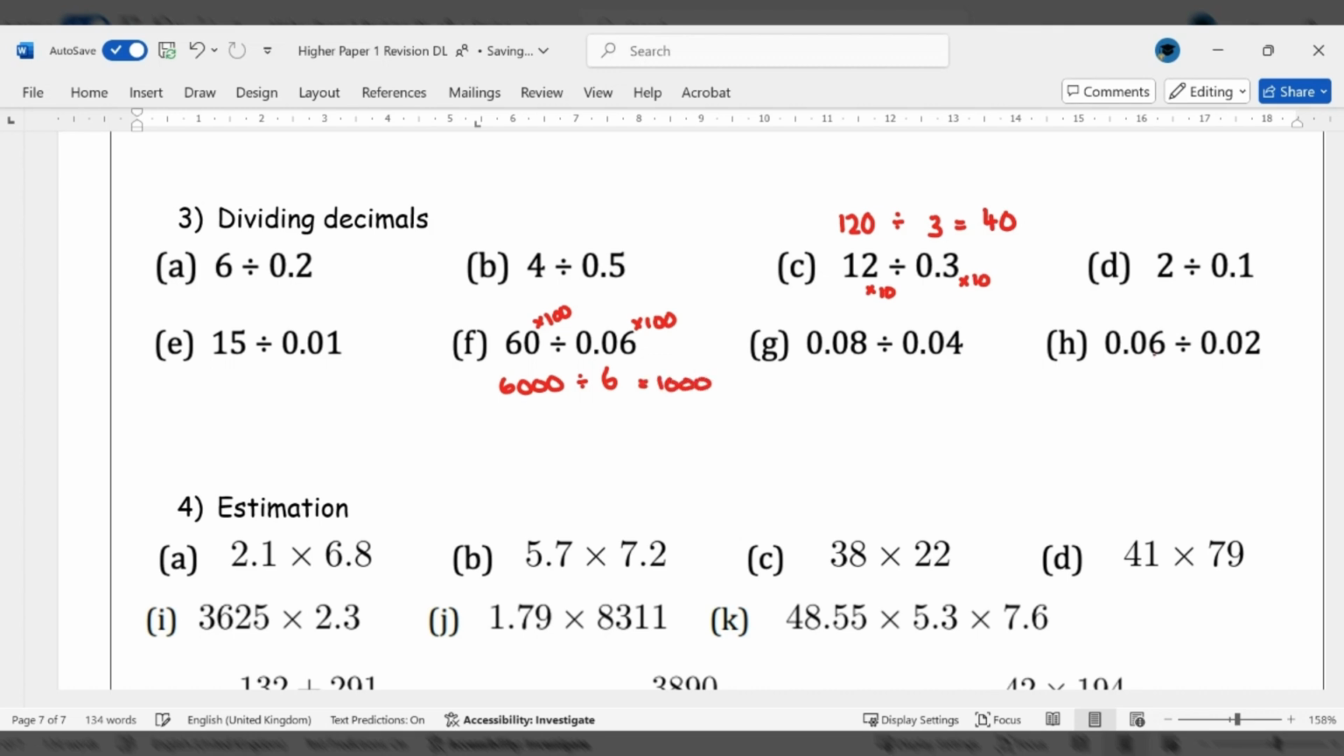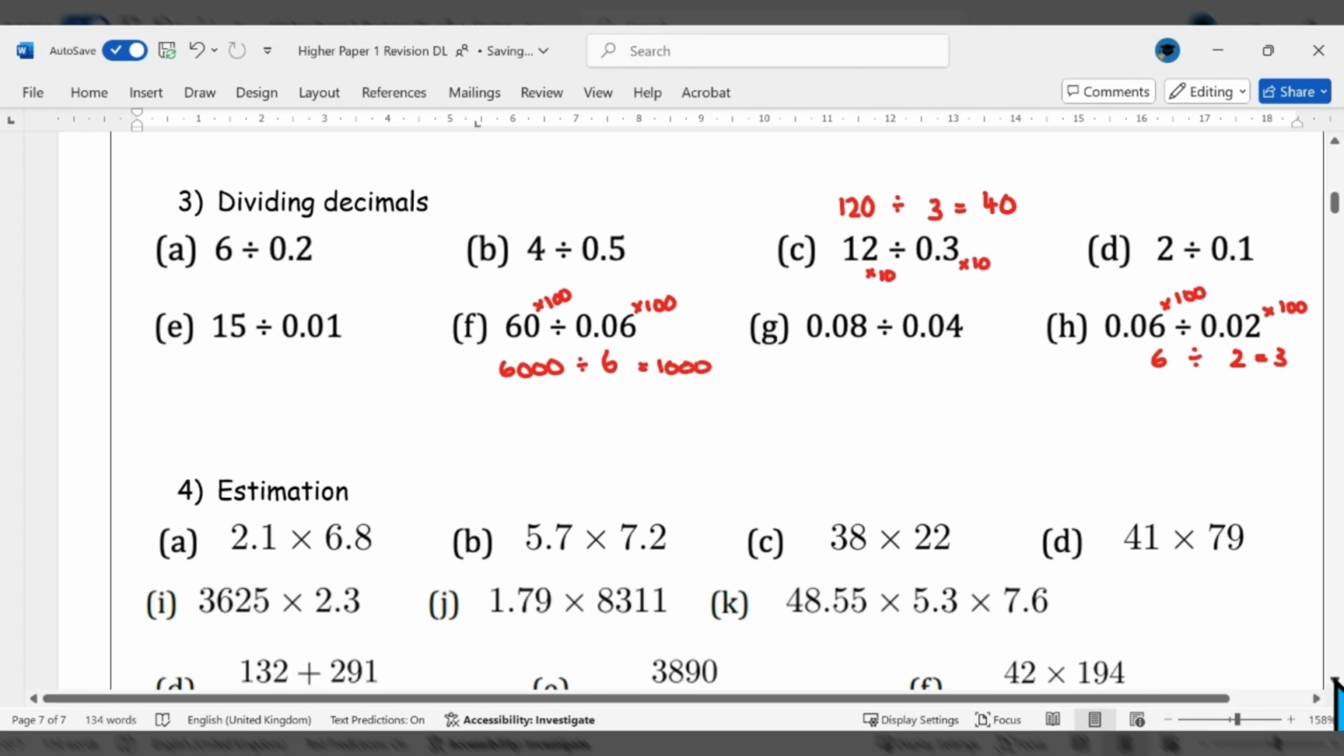And one more. This one is as simple as this. Again, to make this 2, I need to times this by 100. Therefore, I should times this by 100, but it actually just becomes 6 divided by 2, which is quite simply 3. So think about the decimal that you're dividing by. How can I make it a whole number? Times 10 or times 100, do the same to the other number.